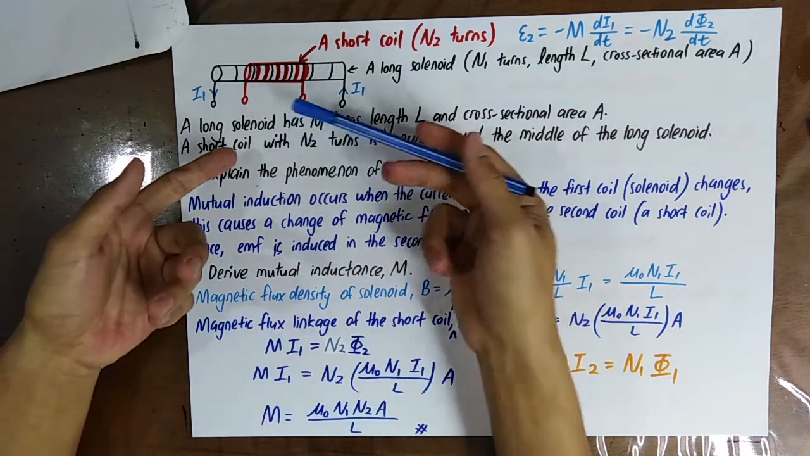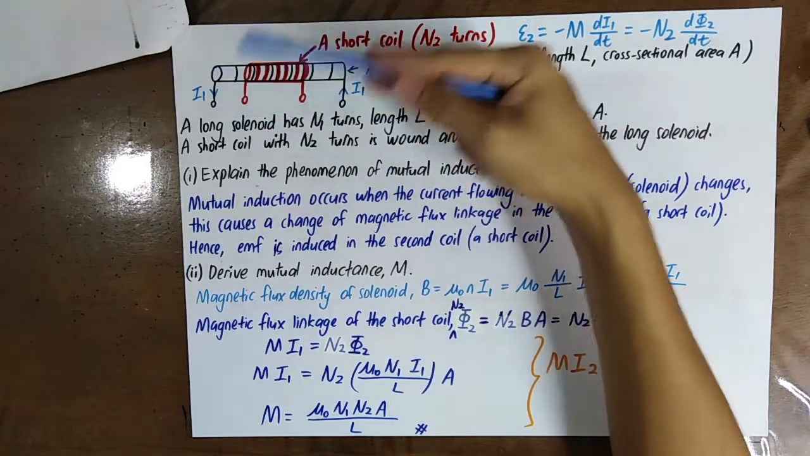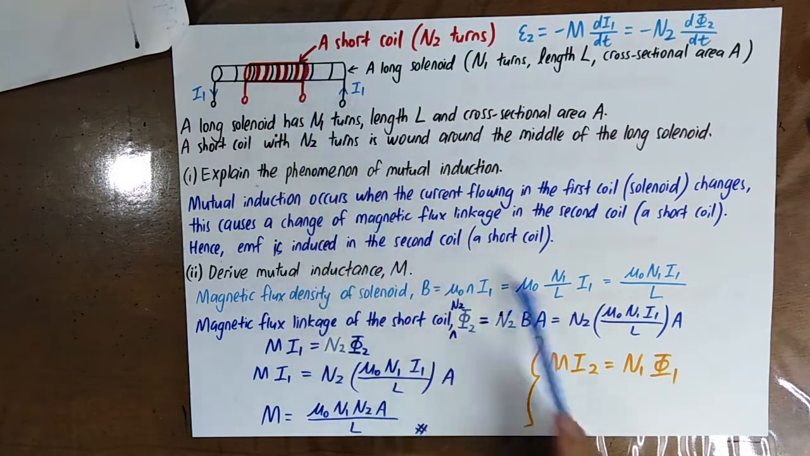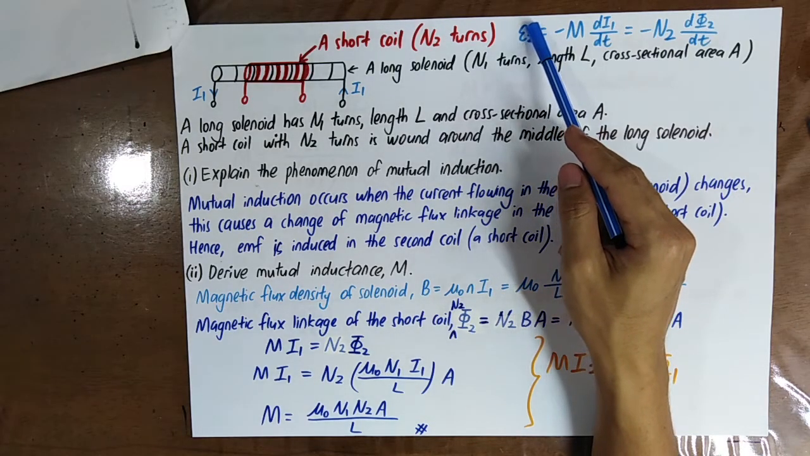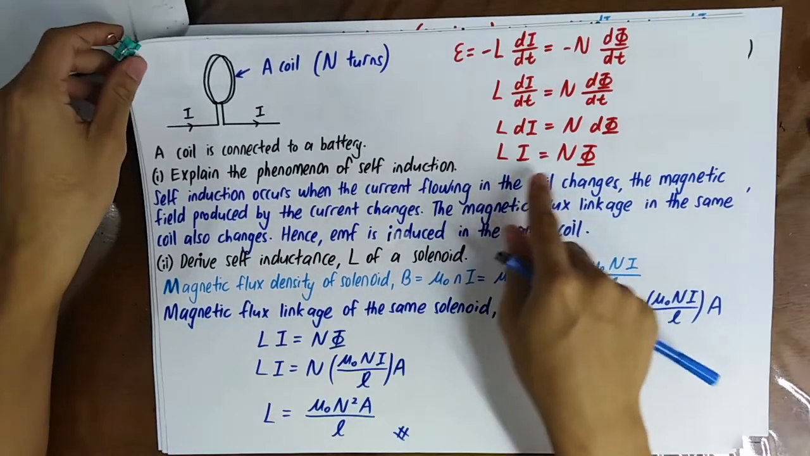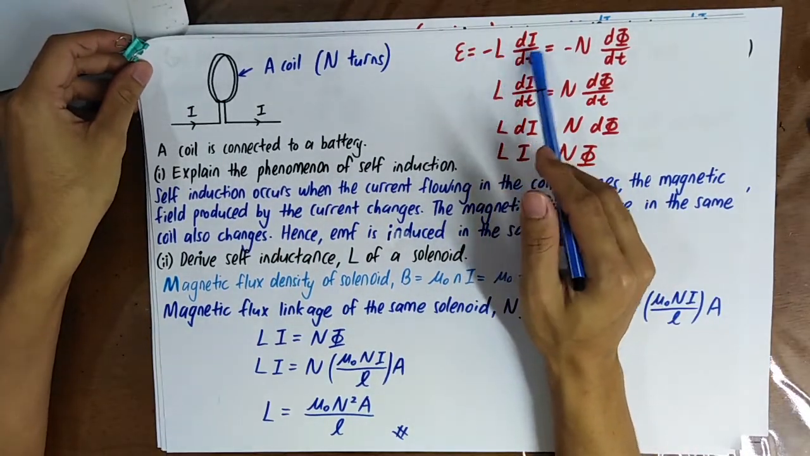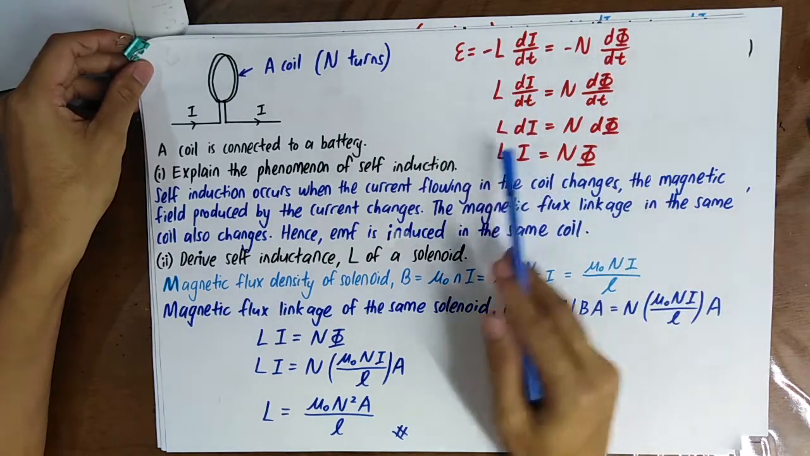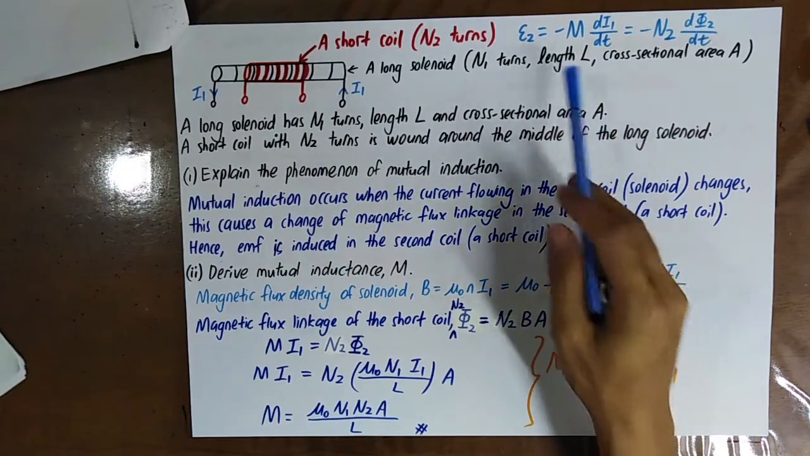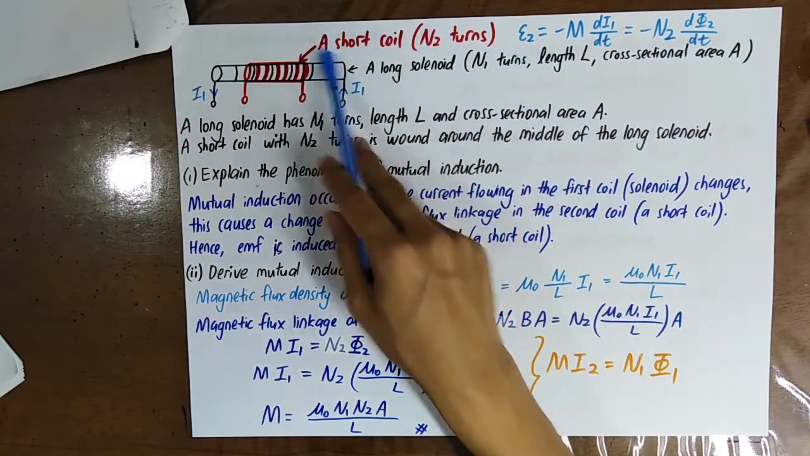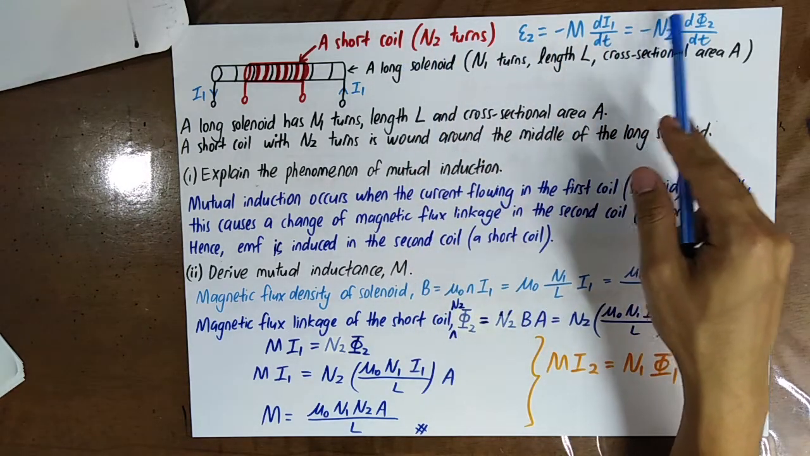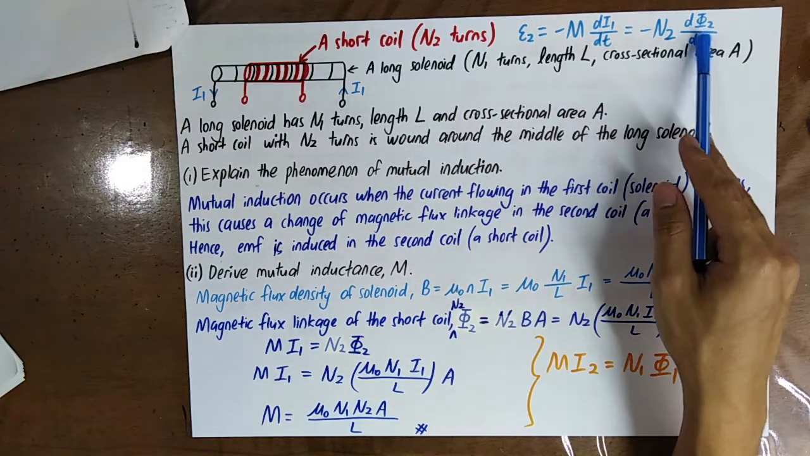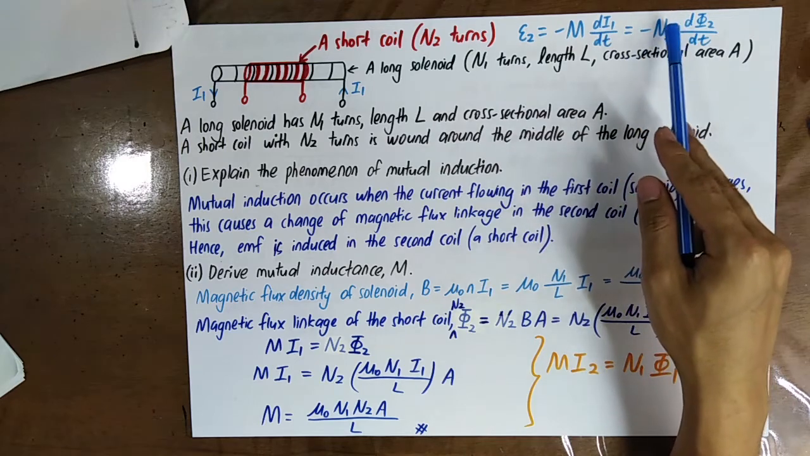Because they are coaxial, the short coil is wound over the solenoid, so the B for the coil is the same as the B of the solenoid. You still remember that LI equals N phi. That means the back EMF equals negative L dI/dt, which equals negative N d phi/dt. Therefore, you get LI equals N phi. By the same reasoning, the EMF produced in the short coil is E2, which equals negative M dI1/dt, which equals negative N2 d phi2/dt. So MI1 equals N2 phi2.